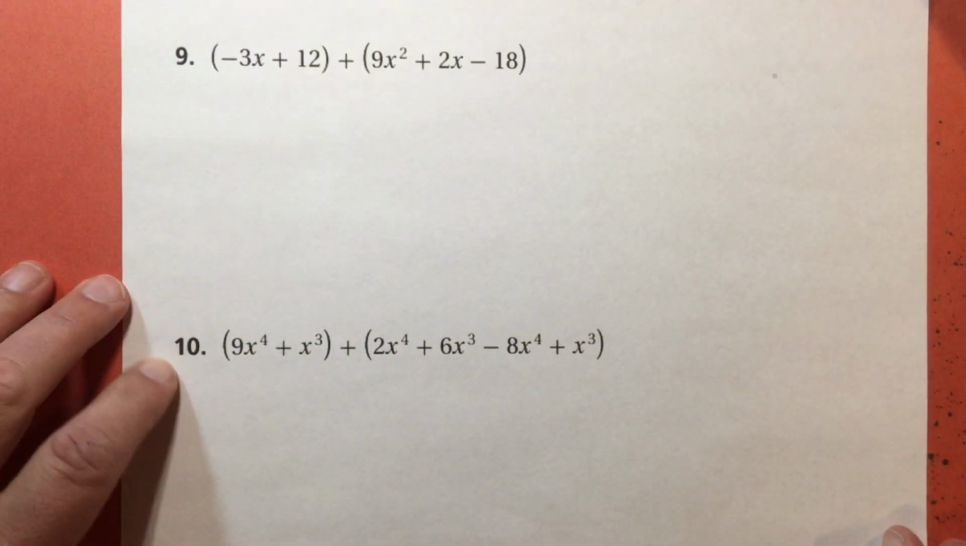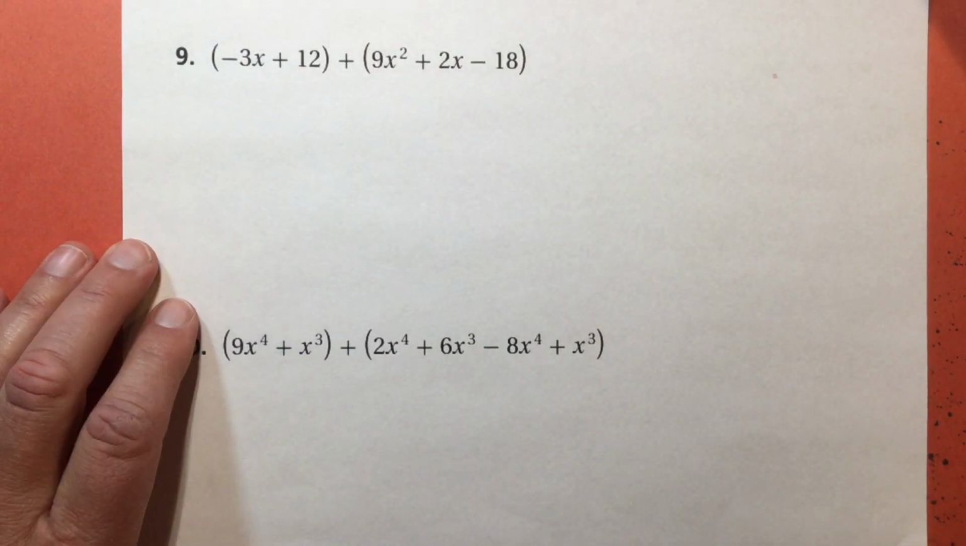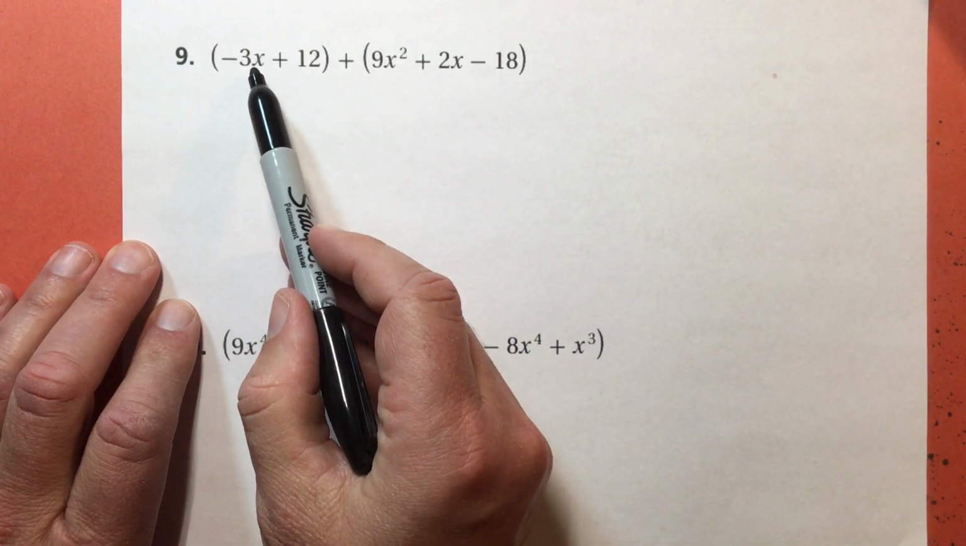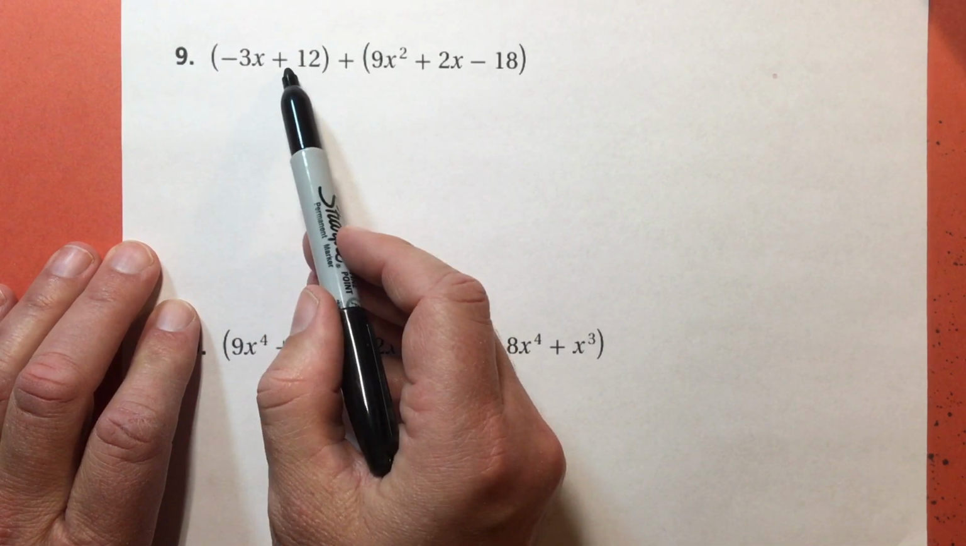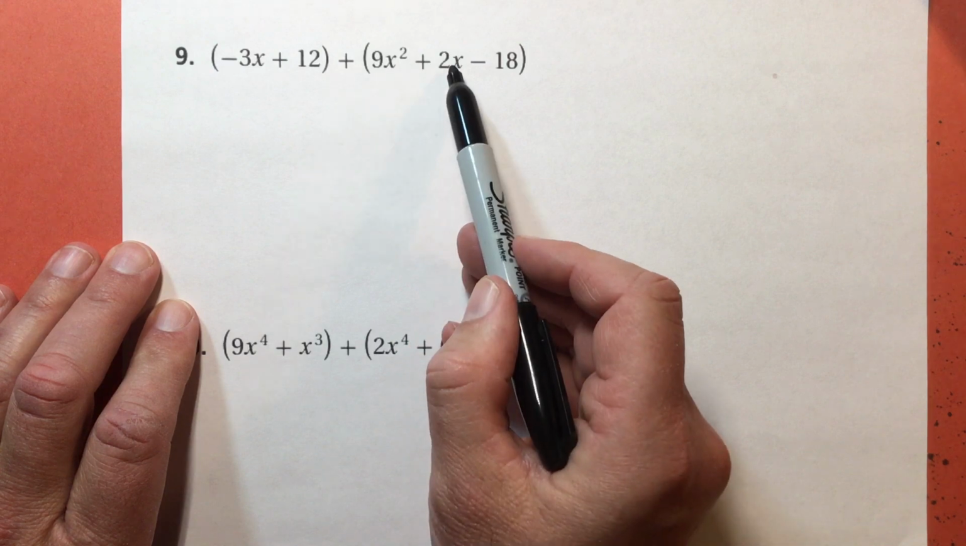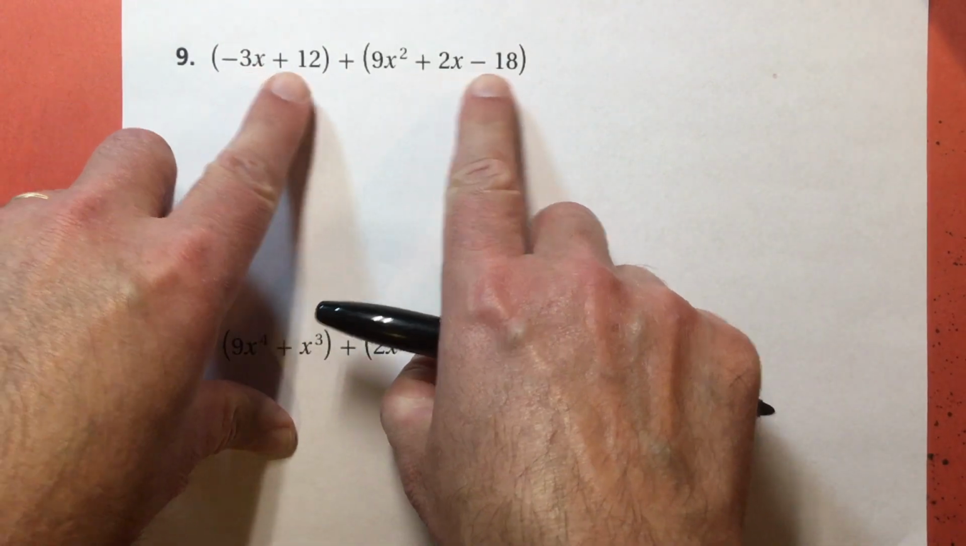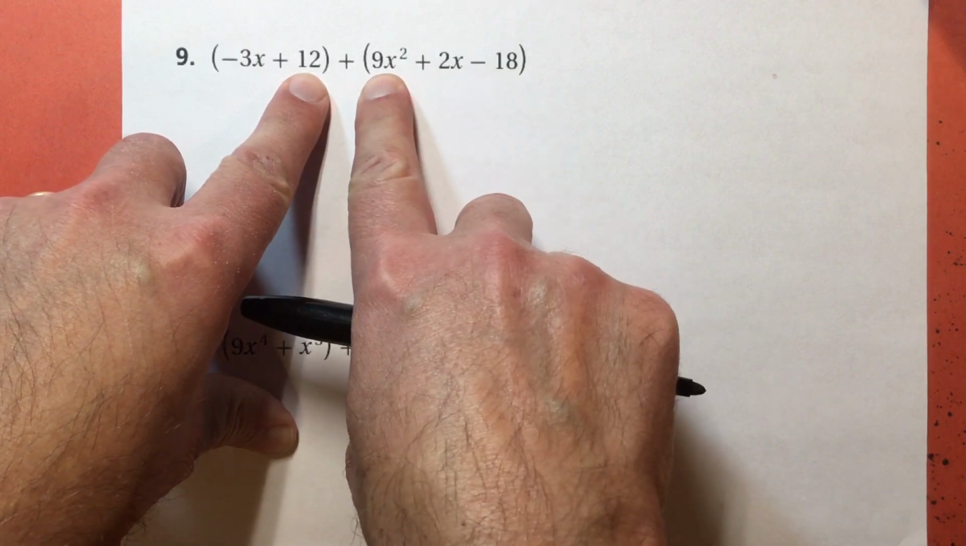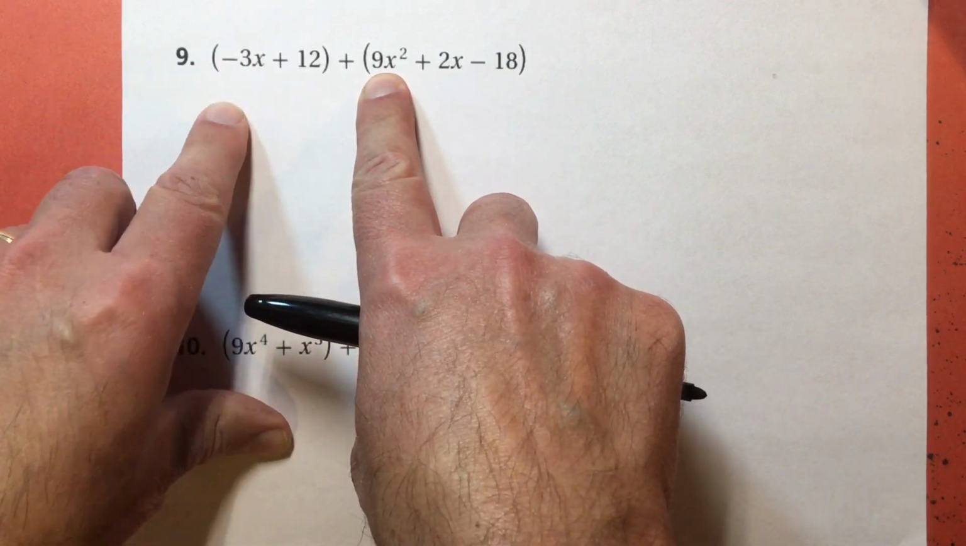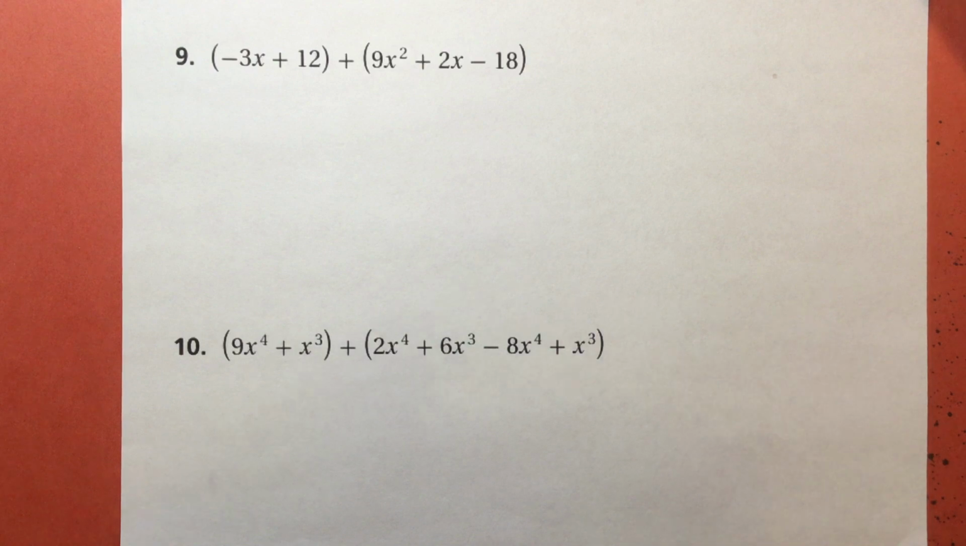Alright, now let's look at the next one before we start to write anything. I have negative 3x and 12. Those are not like terms. I've got 9x squared, 2x, and negative 18. So I'm going to line these two up, and I'm going to line these two up, but this one's not going to line up with anything. There's no other x squared. So I'm going to do something a little bit different, but it doesn't matter.